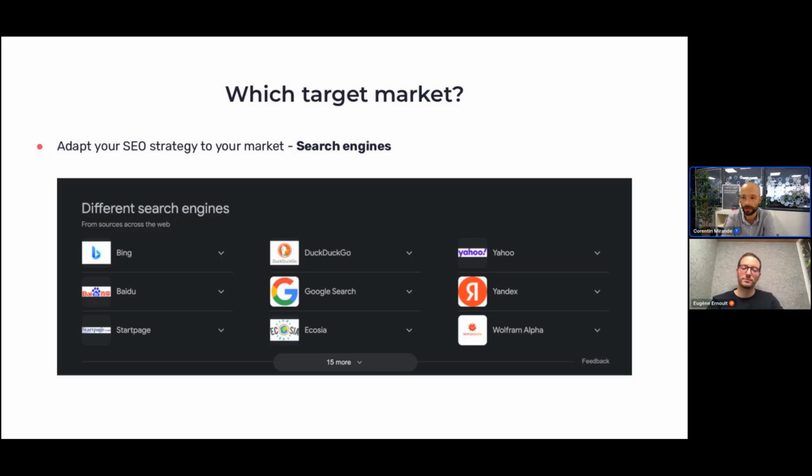If you want to bring people that are really interested in ecology and things like that, maybe Ecosia is a good option. So take that into account to adapt your strategy not only to your market and not only to the big players, but also to things related to your audience.